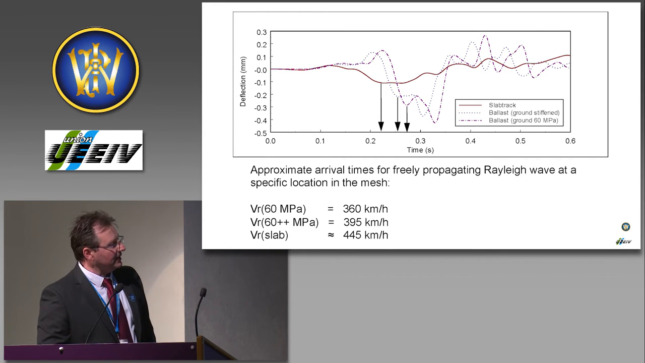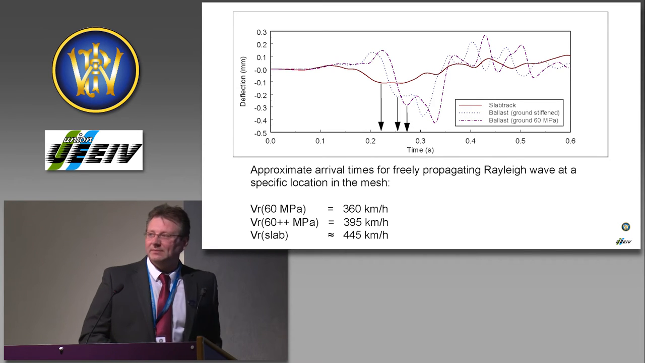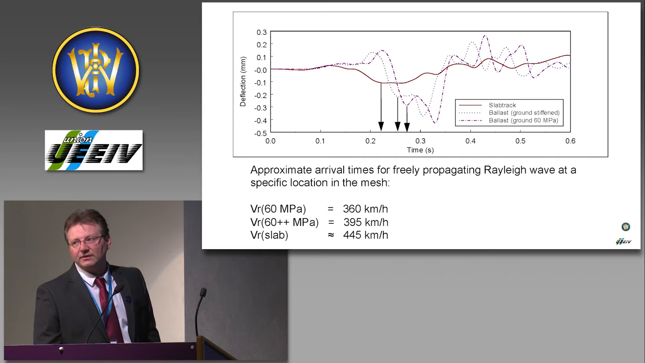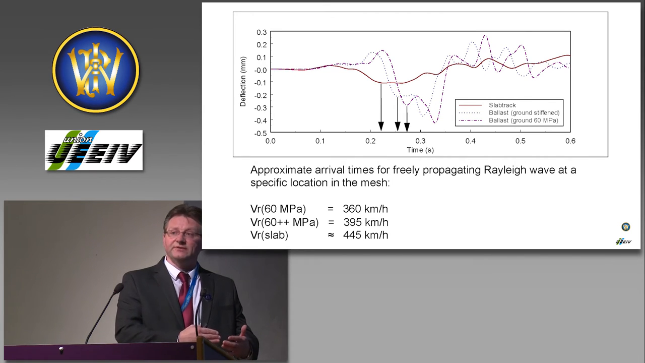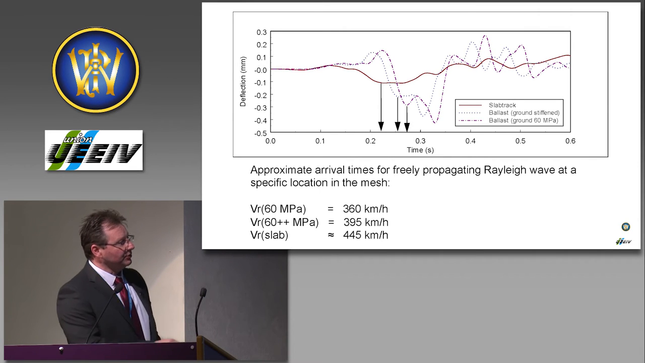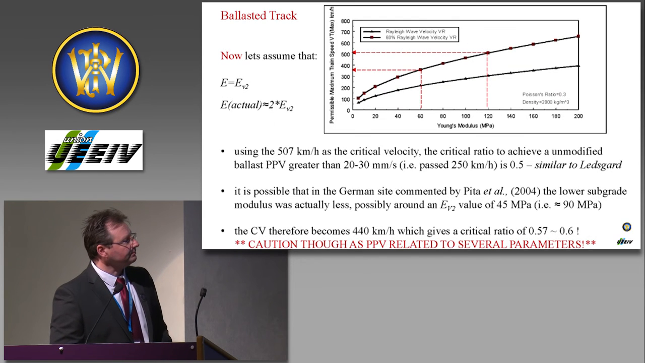So this is the Rayleigh wave for the 60 megapascals at 360 kilometers per hour. Stabilizing the upper 2 meters with about an extra 40, 50 megapascals, whatever it was, has increased the critical speed to about 395, and putting slab on top has upped it to 445. So again, it's a combination of increasing the upper track stiffness but also the soil stiffness that allows you to look at how you improve the critical speeds.